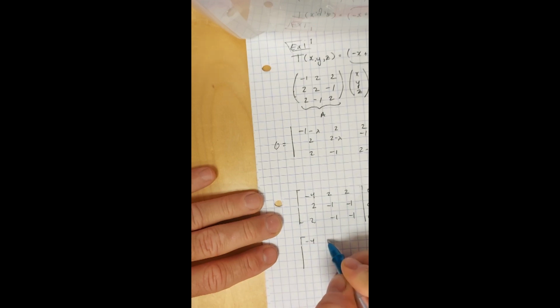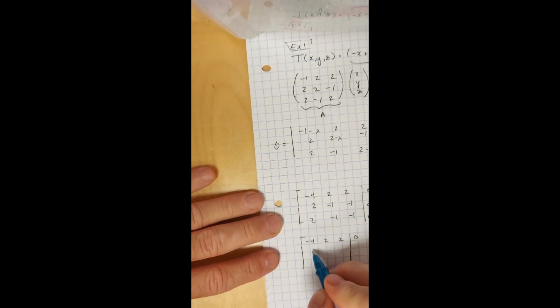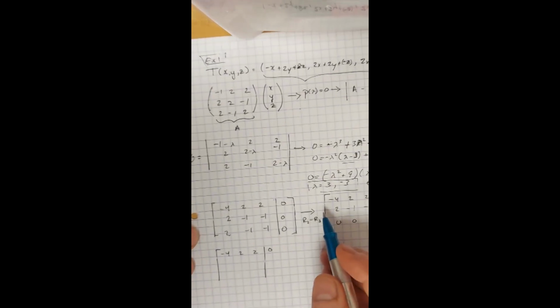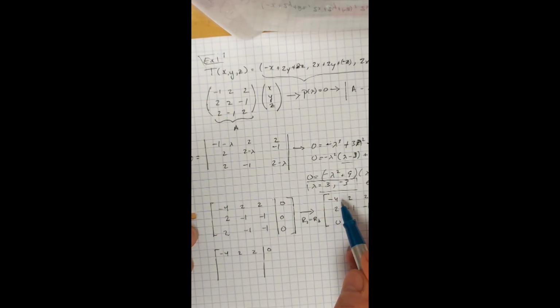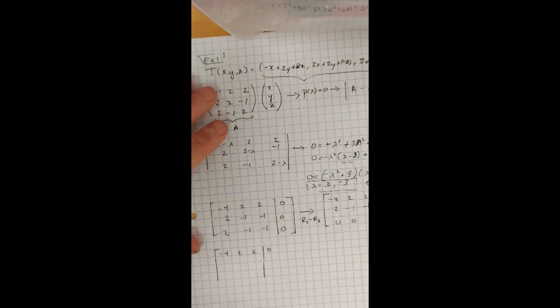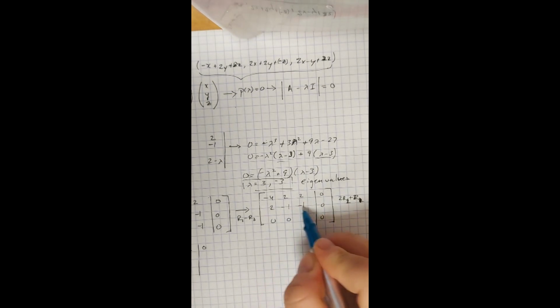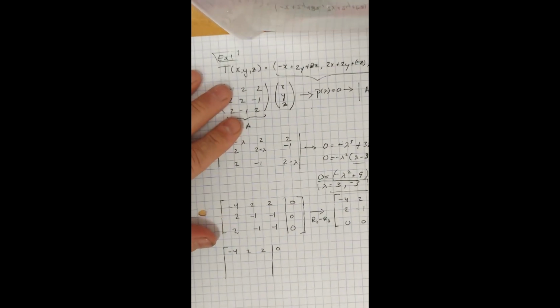So this is going to stay the same, -4, 2, 2, 0. And then, let's see, so we have 2 times, oh no, it should be 2 times row 2 added to row 1. That's what was confusing. All right, that looks better. So 2 times row 2 and add that to row 1. That will reduce row 2.